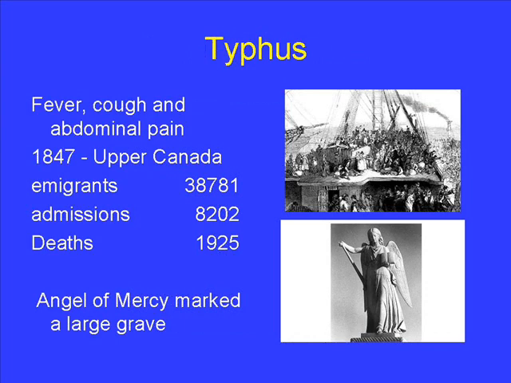Now, the second major epidemic that came to Kingston was typhus. Typhus was a disease that was prevalent in the 17th and 18th centuries because shiploads of immigrants or commercial shiploads would arrive in Quebec City, and the sisters would be inundated with patients with severe fever, cough, and abdominal pain, which at that time was referred to as shipboard fever.